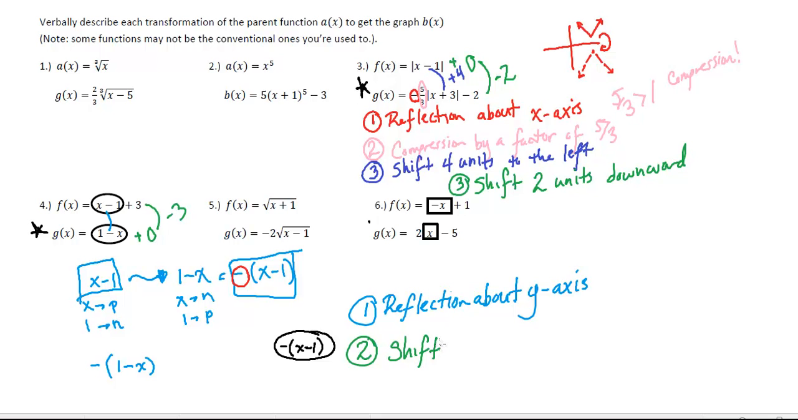shift 3 units downward. Whoopsie, downwards. Or, just downward's fine. So we stay consistent with our language.